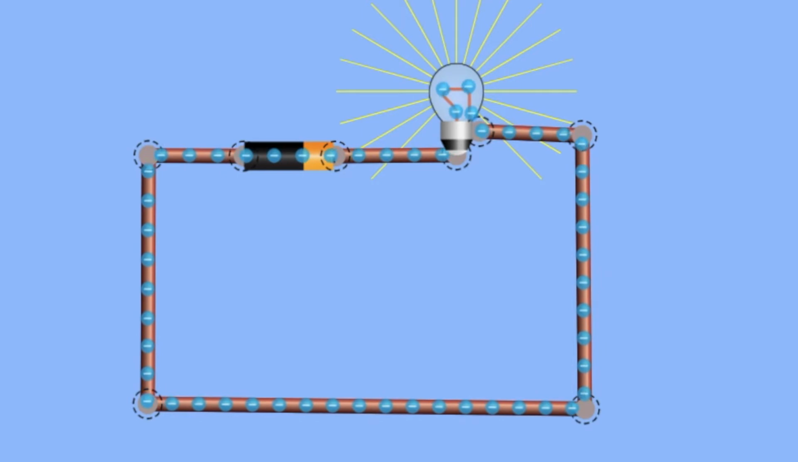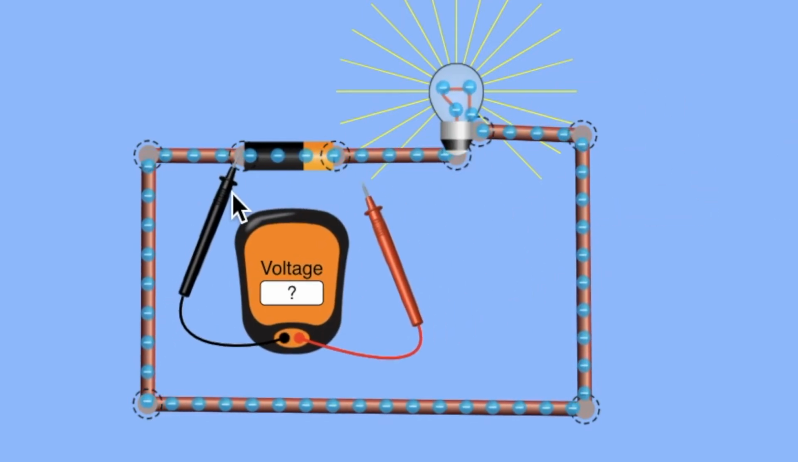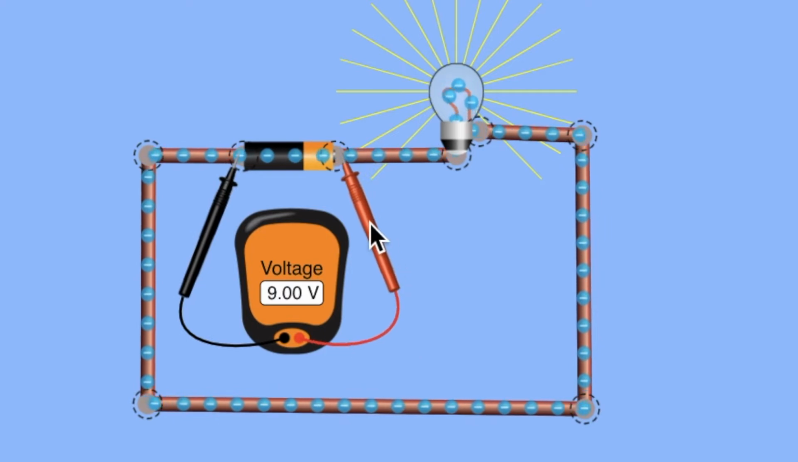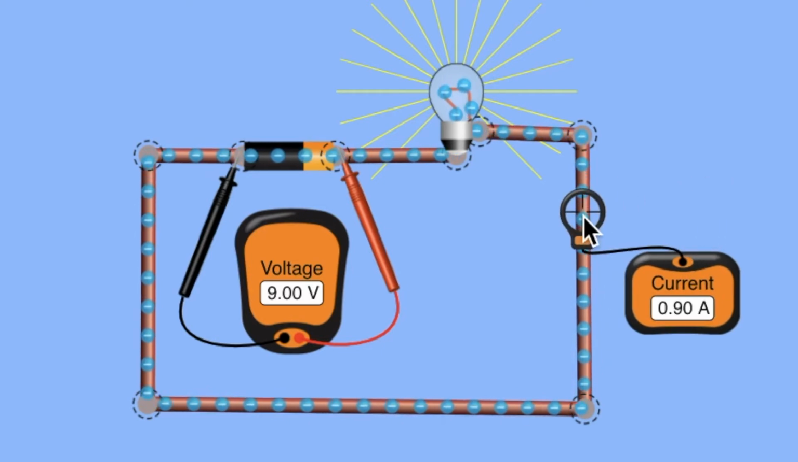We can measure this. In fact, we would measure the voltage or this electric potential across this battery using a voltmeter, and you can see I've got a voltage here of 9 volts. And we can also measure this current in the wire by taking an ammeter and measuring the current, and you can see I've got a current of 0.9 amps.